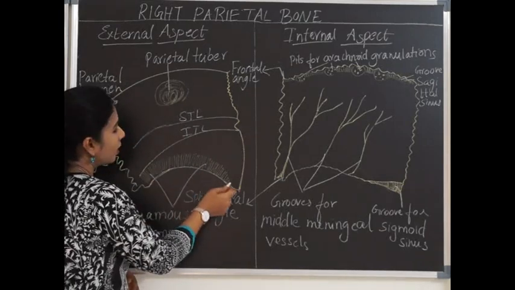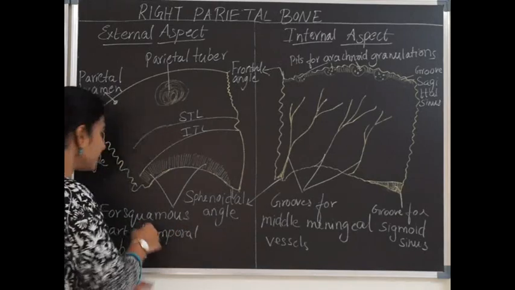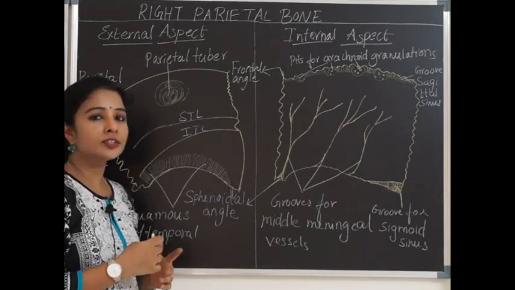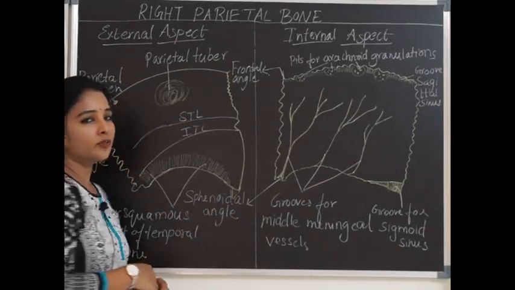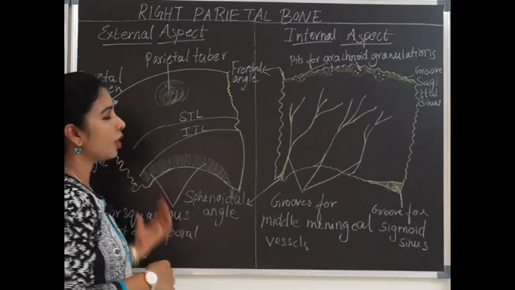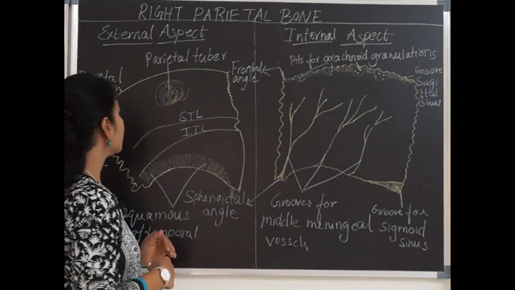The inferior border, called the squamous border, articulates mainly with the squamous part of the temporal bone, and it also articulates with two other bones. Anteriorly it articulates with the greater wing of the sphenoid bone, and posteriorly it articulates with the mastoid part of the temporal bone. So these are the borders.